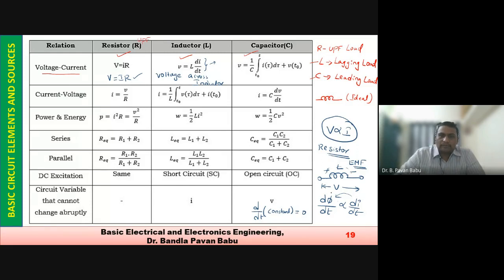So just for now, you can remember that the voltage across an inductor is L into di by dt. If there is a rate of change of current with respect to time, it doesn't mean the current must always vary. If the current is zero, the entire voltage will be zero. Suppose there is no change of current with respect to time, what happens? It also remains zero there.